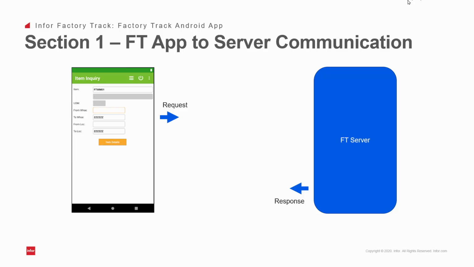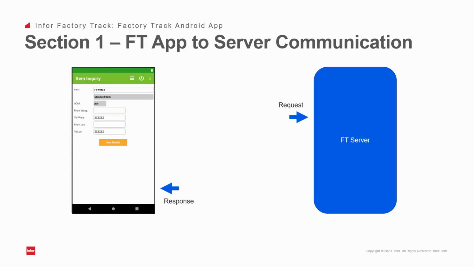In the normal flow, the operator scans in an item number or some information on the scanner and a request is made to the server. The server then validates the data that has been entered and sends a response back to the device, and the device then populates the screen with the information it has received from the server.